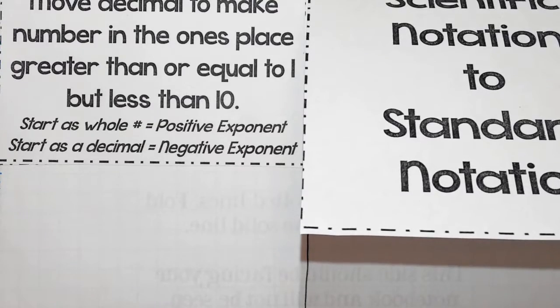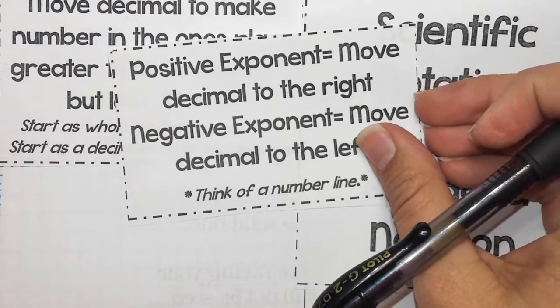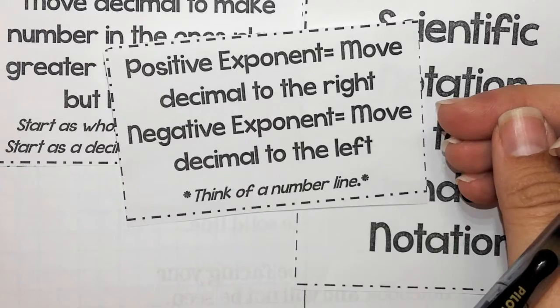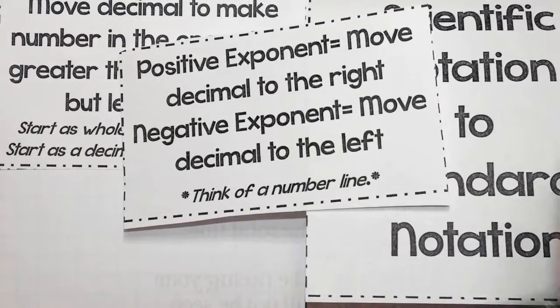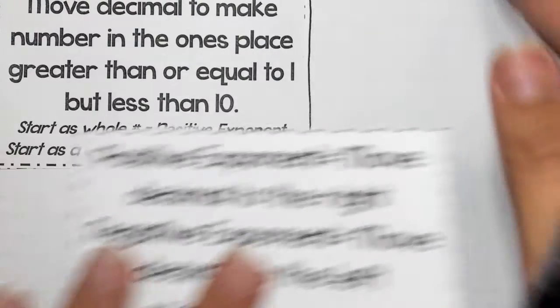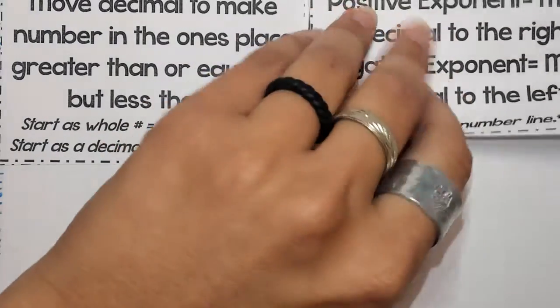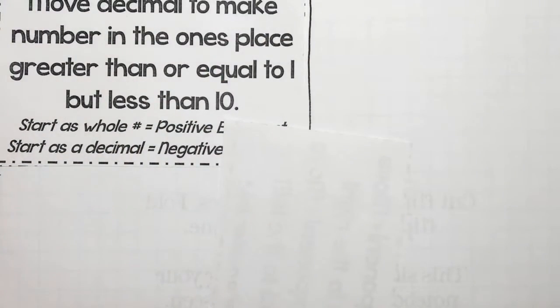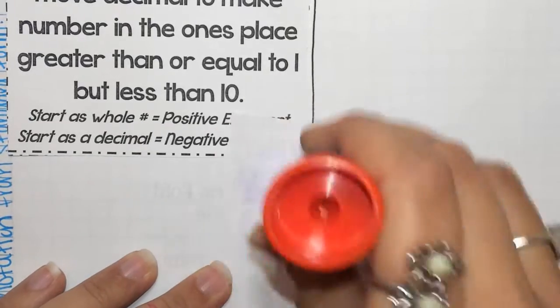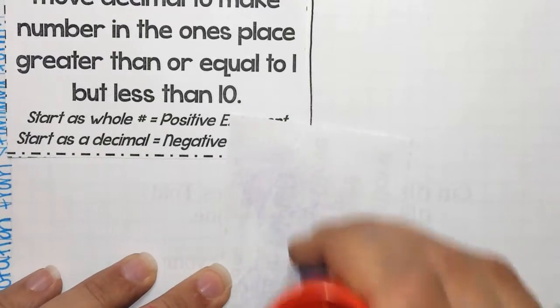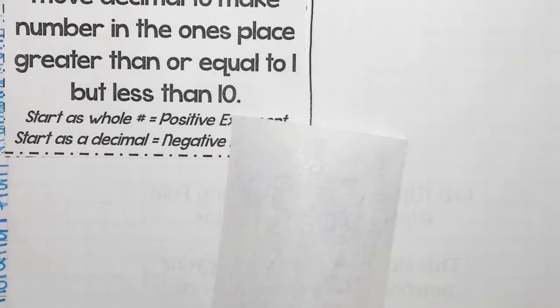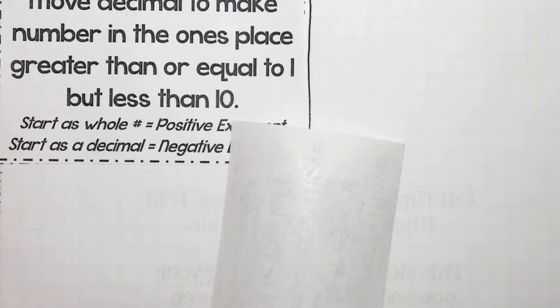Okay, so what would our other big one be? Positive exponent, move the decimal to the right. Negative exponent, move the decimal to the left. Scientific to standard. Awesome. So the exponent tells you which way to move it. If it's positive, you move it which direction? To the right. And if it's negative, you move it which direction? Look at us go. It's like we know how to do stuff.